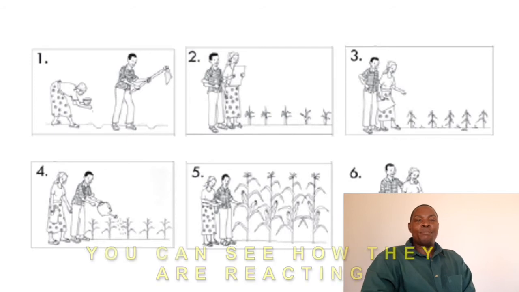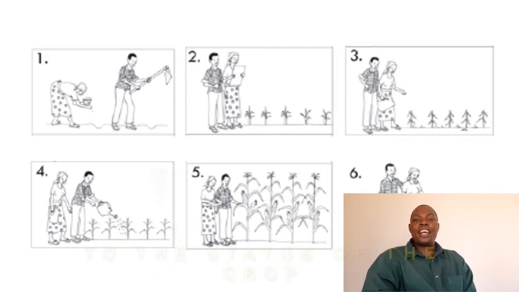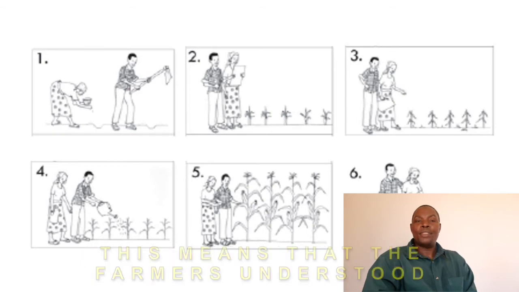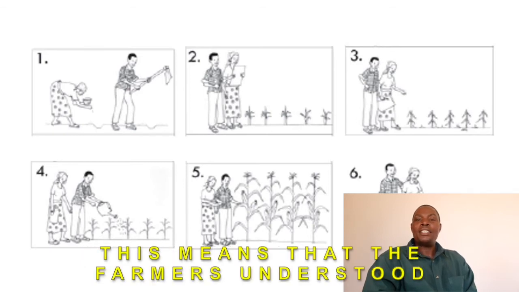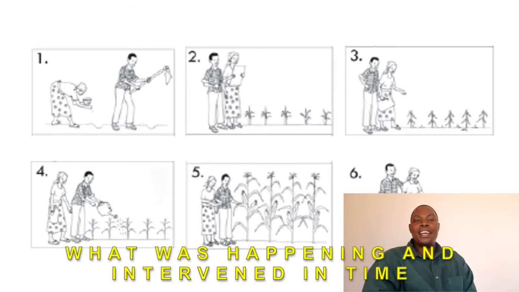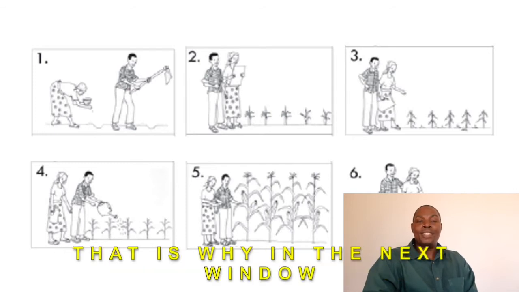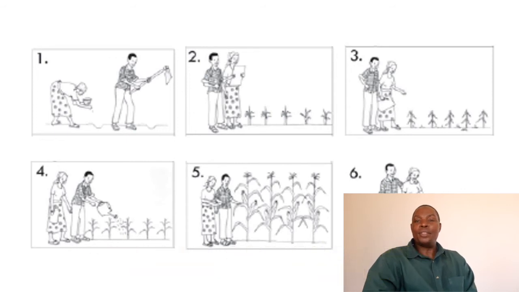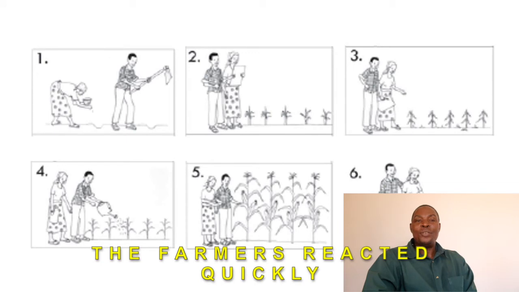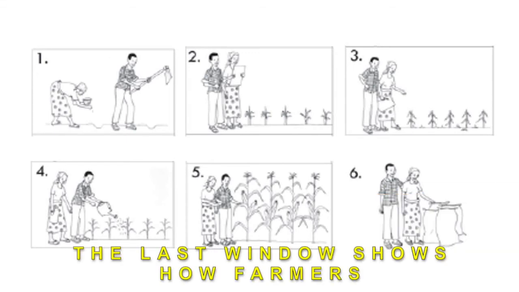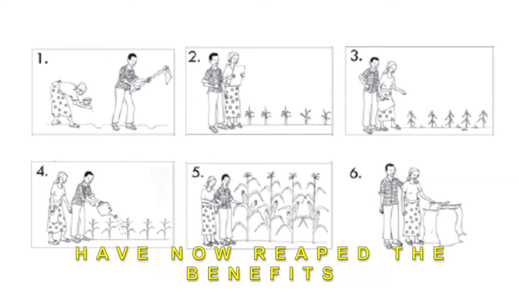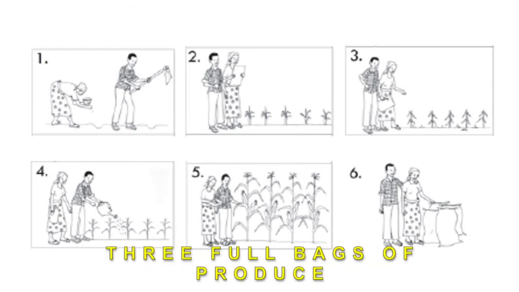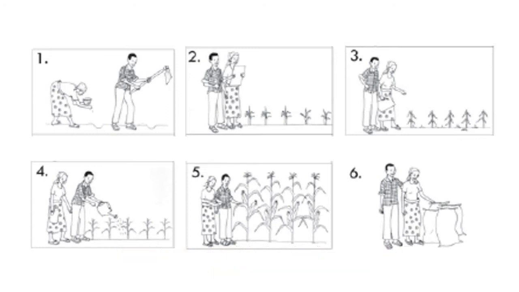In the next frame, you can see how they are reacting to the status of the crop by adding some water. This means that the farmers understood what was happening and intervened in time. That is why in the next window you can see the crop doing very well. The farmers reacted quickly. The last window shows how farmers have now reaped the benefits of their response and are able to sell 3 full bags of produce.